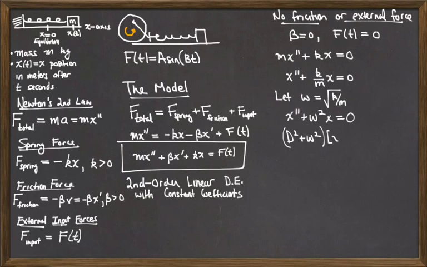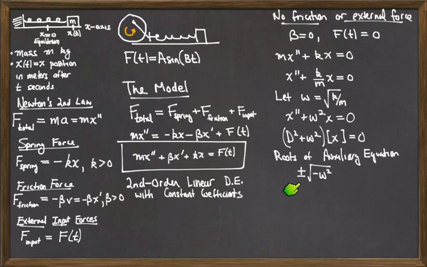If we write that in operator notation, we're saying d squared, two derivatives, plus omega squared times my function, applied to this function x, should get 0. So we're looking for functions x that are annihilated by d squared plus omega squared. The roots of the corresponding auxiliary equation are easy to find now. If you set it equal to 0 and you solve for the roots, you'll see that the roots are minus omega squared and the square root of that, and don't forget plus or minus.